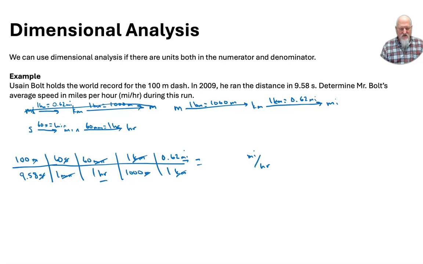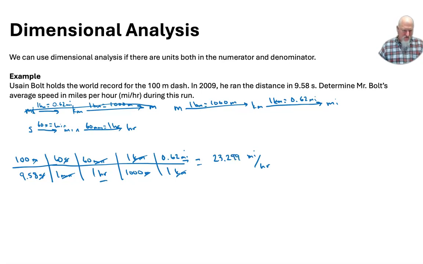Do the calculation. Anything in the numerator multiply by, anything in the denominator divide by. So I'm going to start with 100. 100 divided by 9.58 times 60 times 60 divided by 1,000 times 0.62. So I got 23.299.